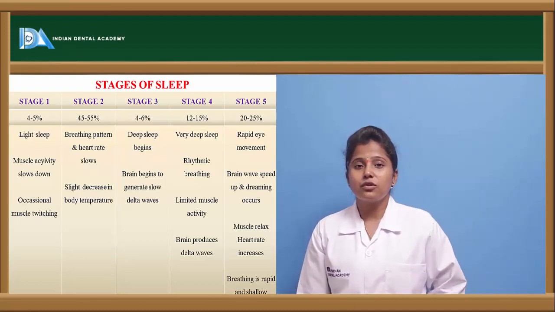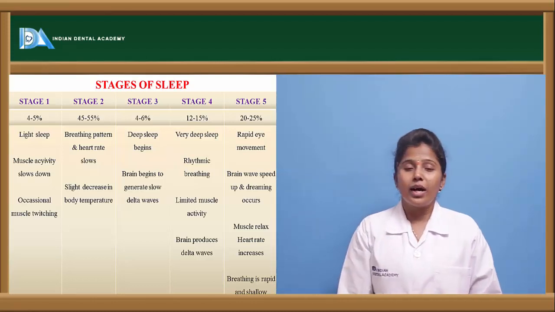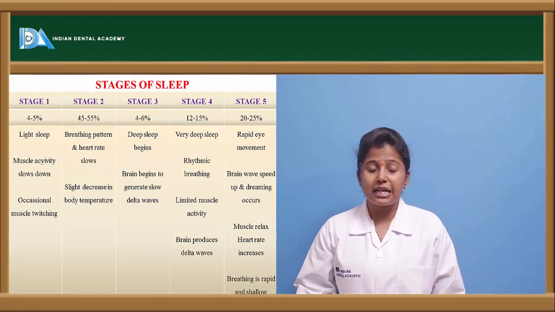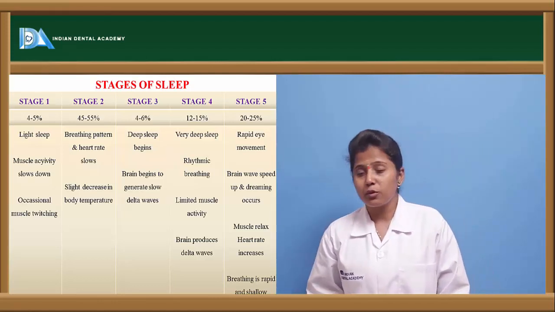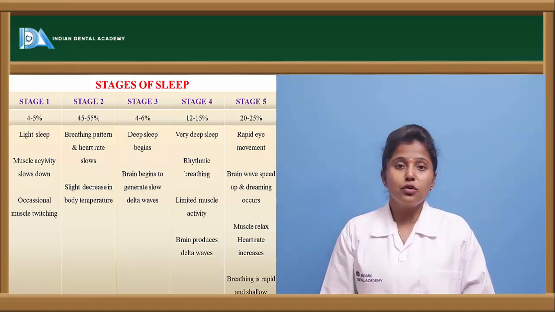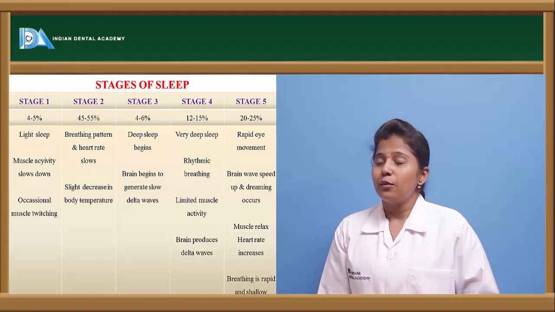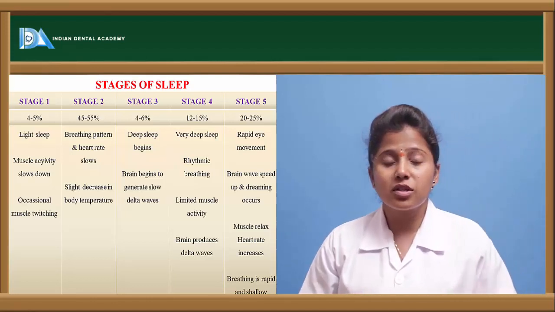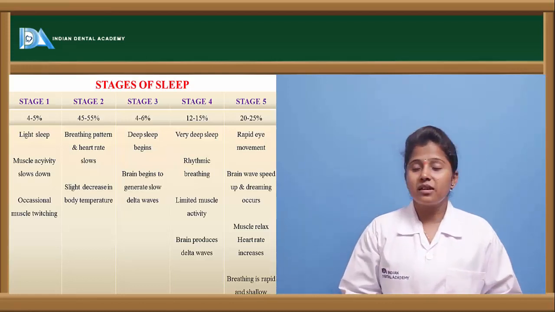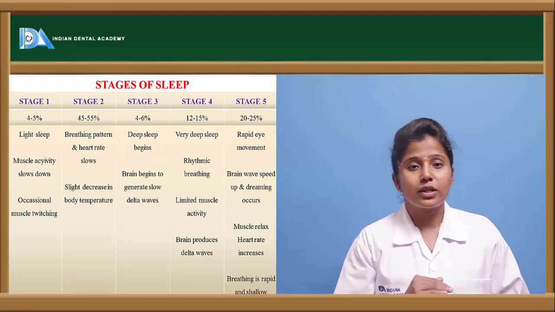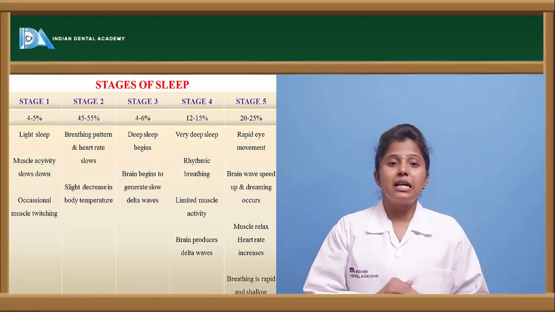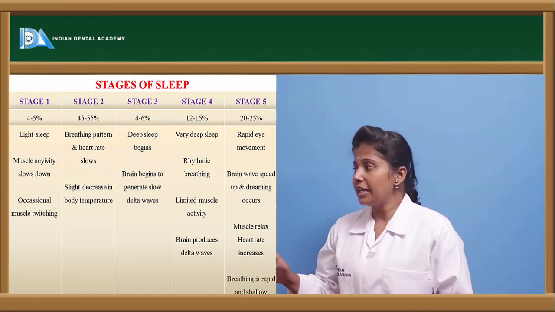The second stage constitutes about 45 to 55%, where the heart rate and breathing pattern will be slowed down. While we sleep, the heart rate as well as the breathing pattern will be slower when compared to normal, with a slight decrease in body temperature. Stage 3 constitutes about 4 to 6%, where deep sleep just begins. The person is not in deep sleep yet, and the brain begins to generate slow delta waves. The waves generated by the brain are alpha, beta, delta and gamma.